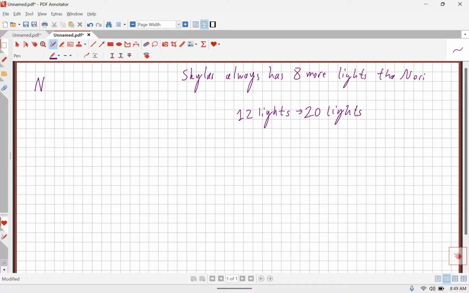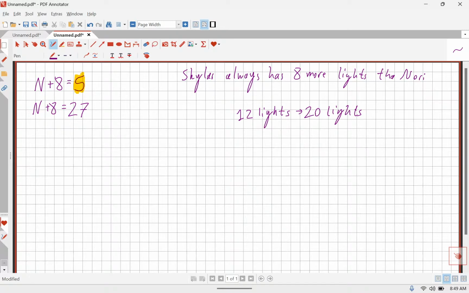It looks something like this: the number of lights that Nori has plus 8 is equal to the number of lights that Skylar has. And then I said, what if we knew that Skylar had 27 lights? That changes my equation because now I know Skylar has 27 lights. So it's n plus 8 equals 27.